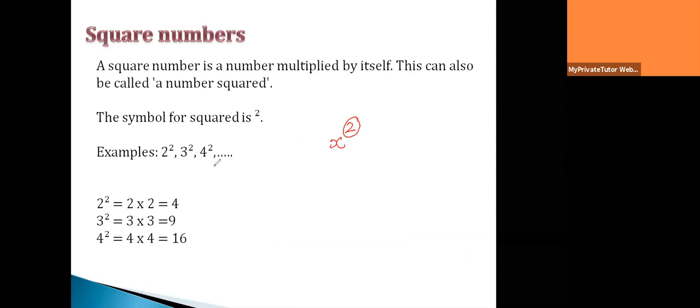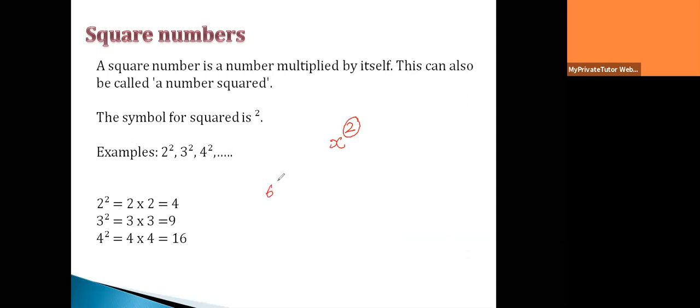For example, let's take 6 square, which is nothing but we just need to multiply the base, which is 6, twice: 6 times 6. So 6 times 6 is 6 square. This is how we need to find the square of a number. It's a very straightforward calculation, just multiplying the base number twice. That base number can be a positive number or a negative number, so we'll discuss that.